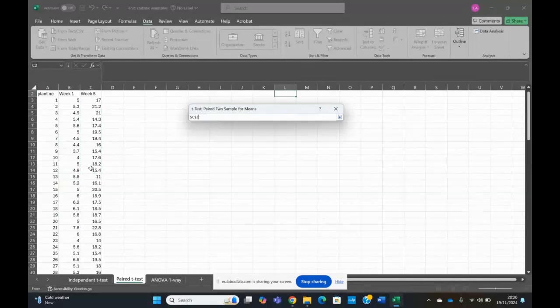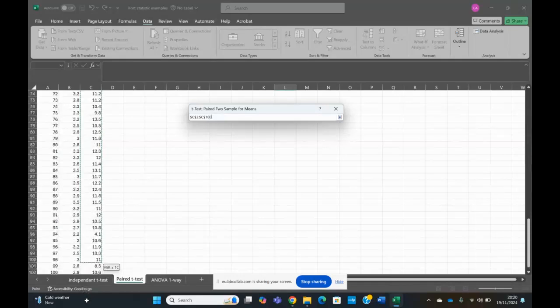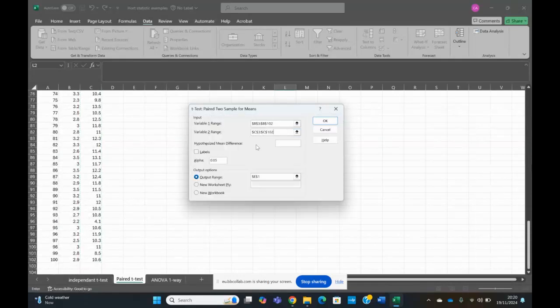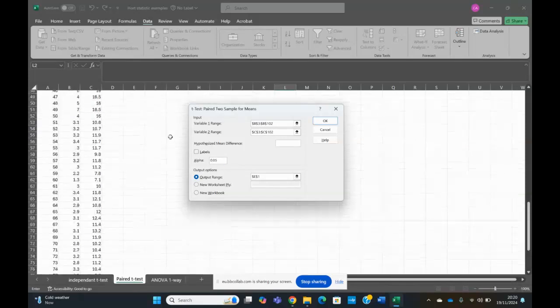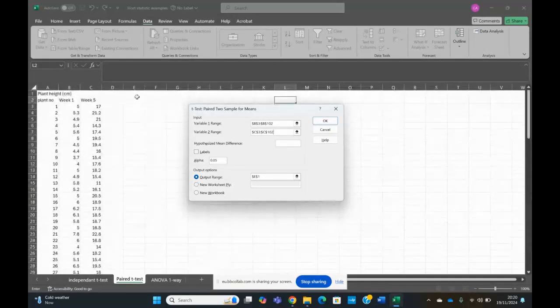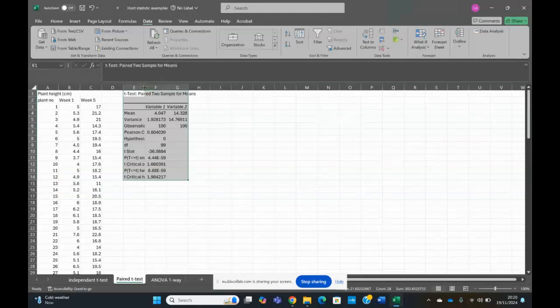Sorry, it's not deleting that. Yours should appear blank. It's just because I have used test before. Again, we want our p-value to be 0.05, and I've selected an output range on the sheet. I go OK.